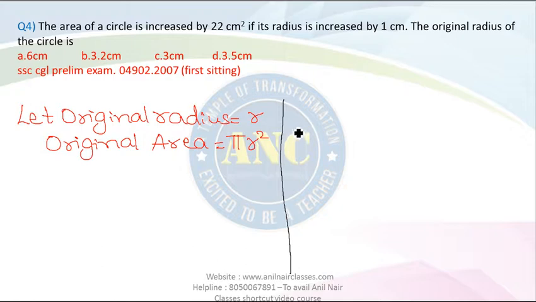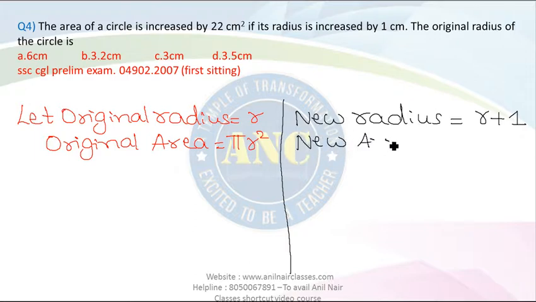When will I increase the area by 22 centimeter square? If the radius is increased by 1, that means my new radius becomes, earlier it was r, increase it by 1, it becomes r plus 1. New radius becomes r plus 1. Because the new radius becoming r plus 1, my new area now becomes pi into r plus 1 whole square. And they are saying that area of circle is increased by 22 centimeter square.